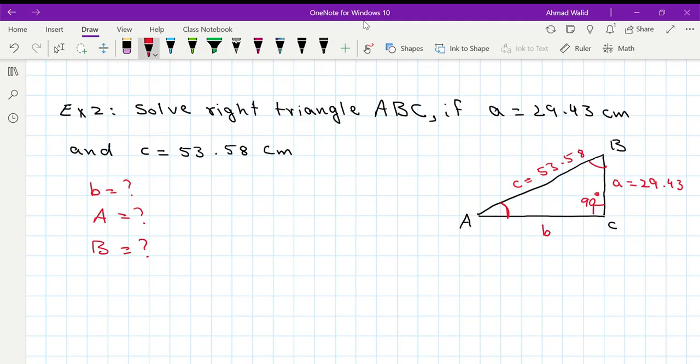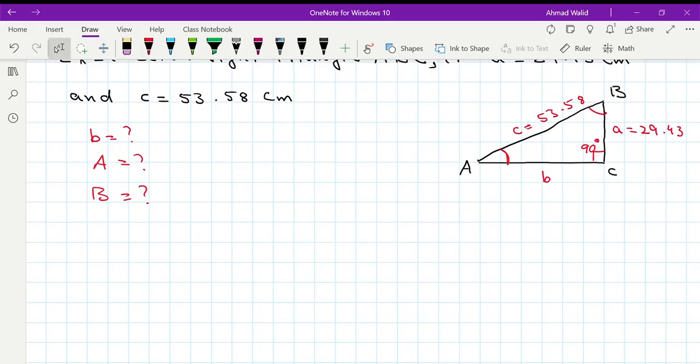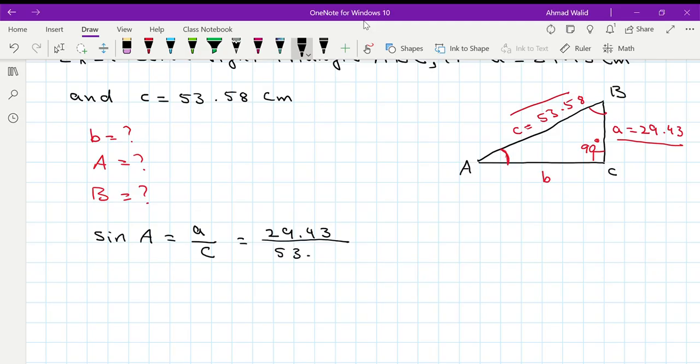Now, start again because a is given to you. c is given to you. Is it easy to find the sine of A? Yes. Start with that. You see, you can write sine of A equals a over c. It means it's equal to 29.43 over 53.58.